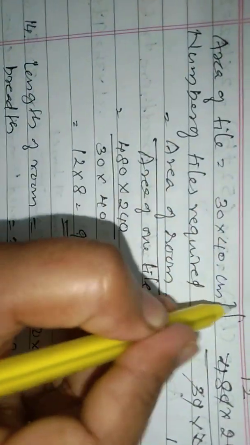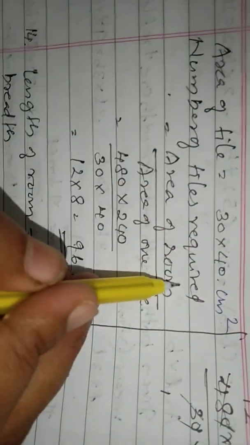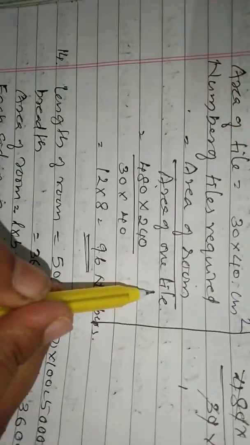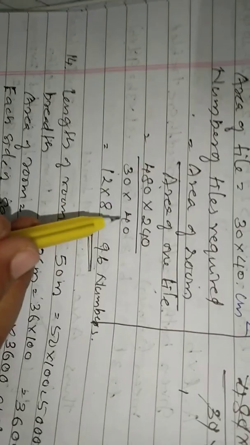So here area of one tile equals 30 into 40 centimeter square. Now number of tiles required equals area of the room divided by area of one tile, that is 480 into 240 divided by 30 into 40. When we calculate this, you will get 96 tiles required to cover that area, isn't it?